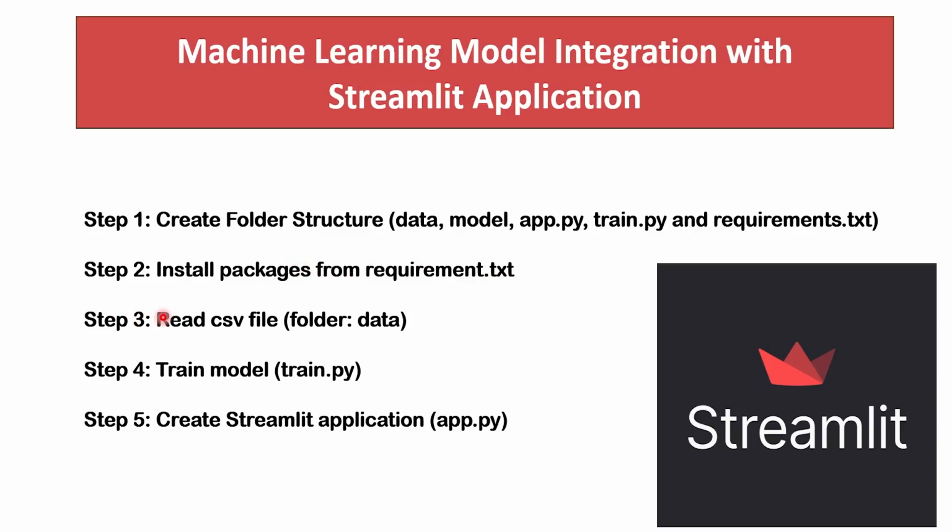In step 3, we will read the CSV file from this data folder. In step 4, we will train the model in train.py, and then we will create the pickle object of this model and save it in this folder, model. And in step 5, we will write code for the Streamlit application. That will take only 5 to 10 lines of code. And then finally, we will run this application and we will test our model.